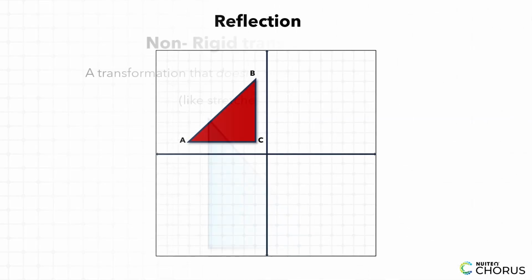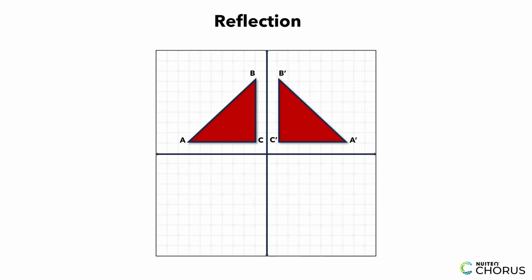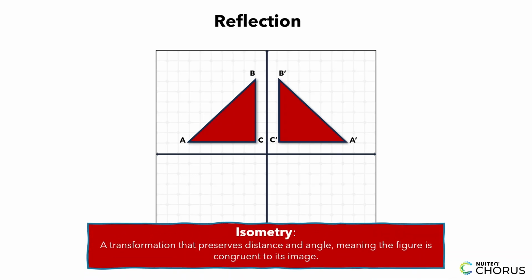Let's start with a reflection. Imagine a triangle ABC on a coordinate grid. If we reflect it over the y-axis, the new triangle A'B'C' has the same shape and size, just flipped across the y-axis. The distances between points remain the same, and all the angles match. This is an isometry, a transformation that preserves distance and angle, meaning the figure is congruent to its image.